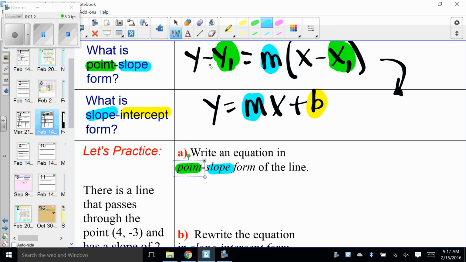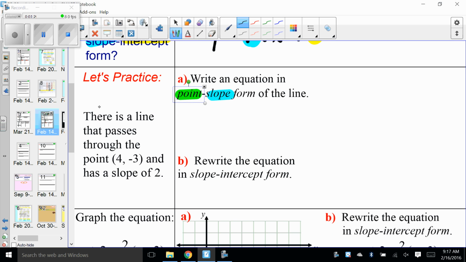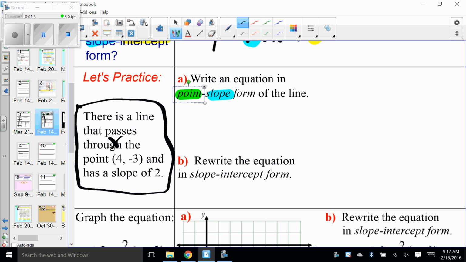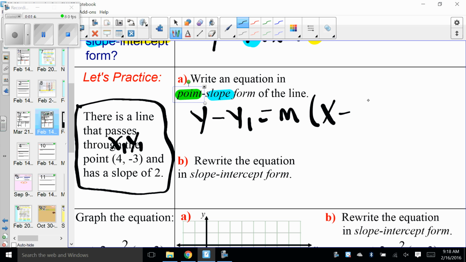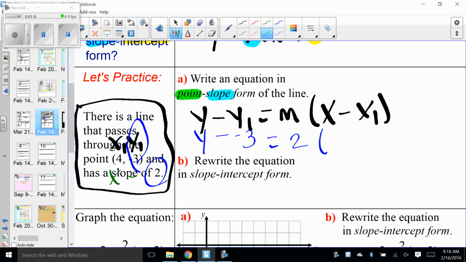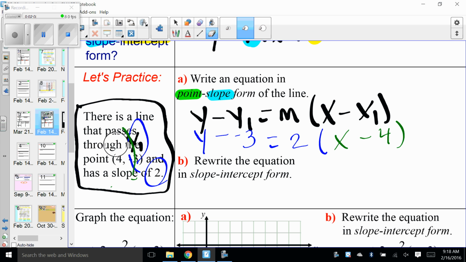I guess not any equation, sorry. We're going to say there is a line that passes through the point 4, -3 and has a slope of 2. So here's my x1, y1. So y minus y1 is equal to m multiplied by x minus x1. So we'd have y minus the y1 value. The y1 value is -3. The slope is 2. And then we have x minus the x1 value, which is 4.